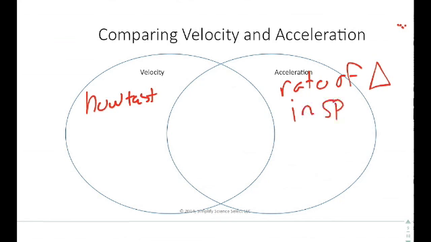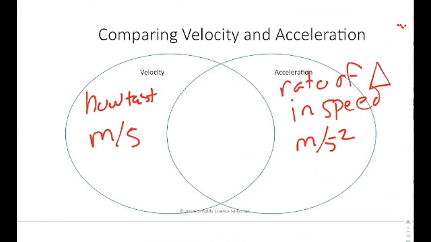It's one of those things where a sports car that can go up to 200 miles per hour has a high velocity, but a sports car that can go from 0 to 60 in 2 seconds has a high rate of acceleration. So they're different things. Velocity is measured in meters per second. Acceleration is measured in meters per second squared.